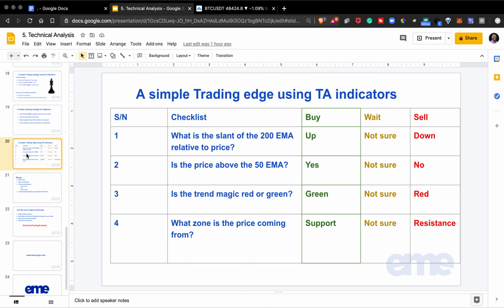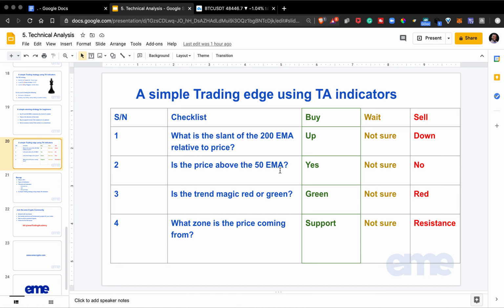So this is another simple trading strategy using your technical analysis indicators. This is me just going over the things that I've said over and over again. I'm just trying to make sure that you understand it. This is a checklist that as a trader you can use. What is the slant of the 200 EMA relative to price? Is it slanting up? If it's slanting up, what do you do? You buy. If you're not sure, you wait. If it's slanting down, you sell.